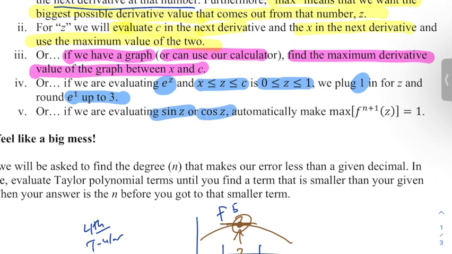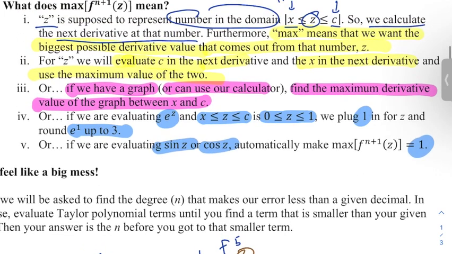Another normal thing is if you're evaluating sine or cosine of z. We know the outputs of sine and cosine can be any value between -1 and 1, unless it's shifted or something like that. The usual is just to go ahead and select 1 and not even worry so much about the domain. Maybe you're not in a place of sine that could give you 1. But the usual for sine and cosine is just to go ahead and let the max of the next derivative of z just be 1.